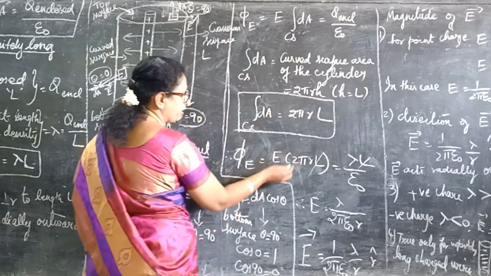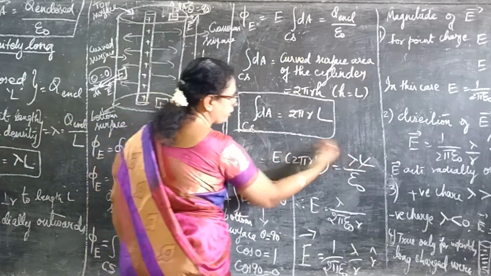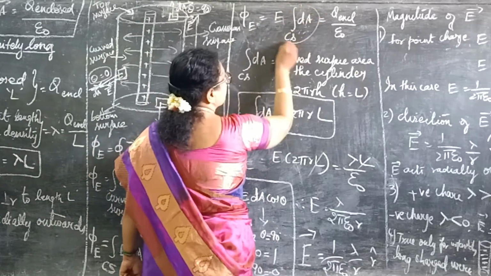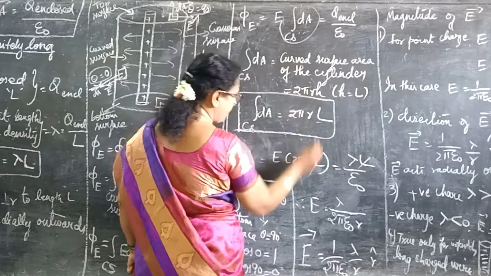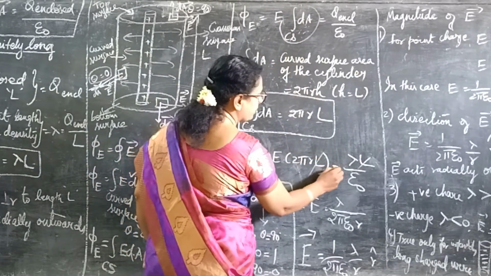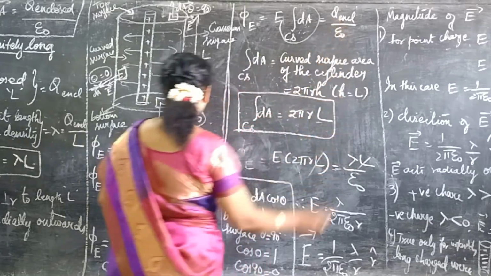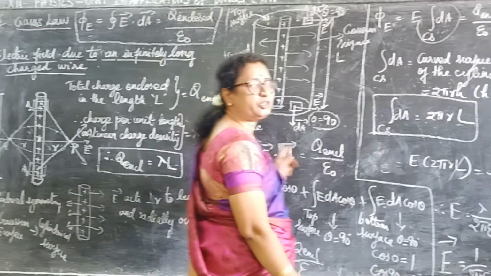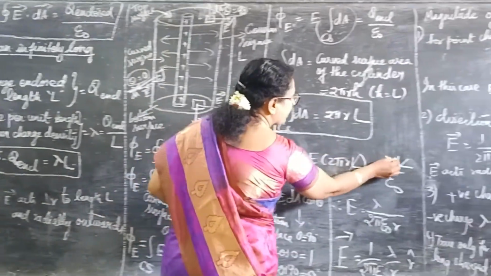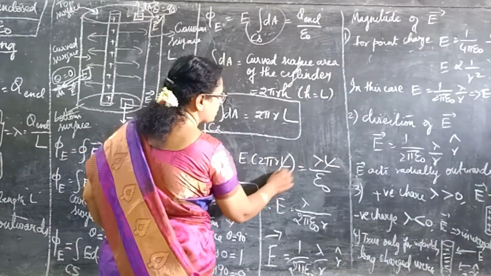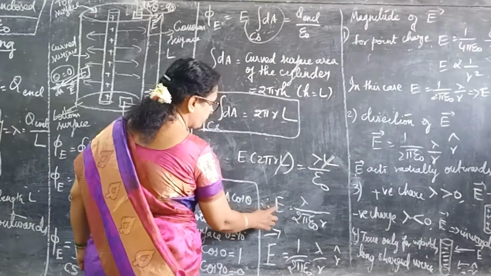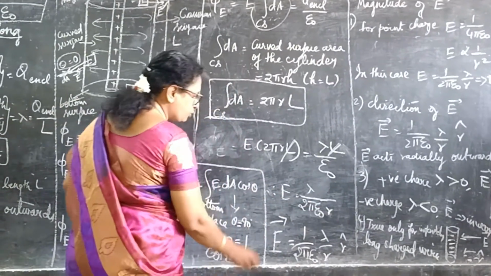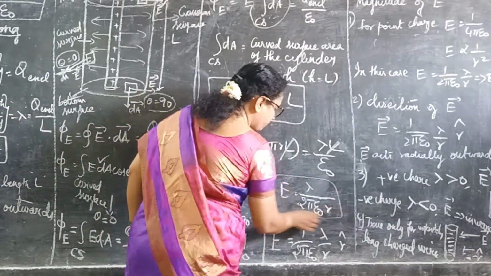Now, substitute here. You need not write this phi e, we are going to equate this and find E. So, E into 2 pi r L is equal to Q enclosed. What is this Q enclosed? Q enclosed is lambda into L, so lambda into L by epsilon naught. On both sides L will get cancelled and you will have E is equal to lambda by 2 pi epsilon naught R. So, this is the magnitude of E.